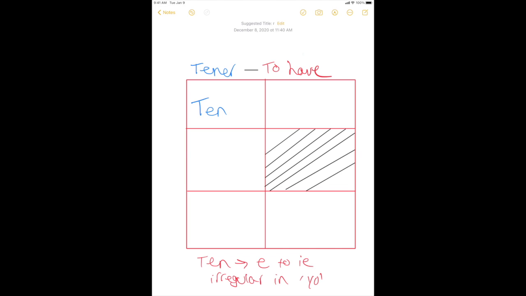All right. But here's where it becomes irregular. Instead of just adding an O, I'm going to add a G and then my O like I normally would anyway. So it becomes tengo. So in the yo form, to have, I have tengo. After this, it's pretty much a normal stem changer where I'm going to be changing my E to IE. So I'm left with tien, tien.